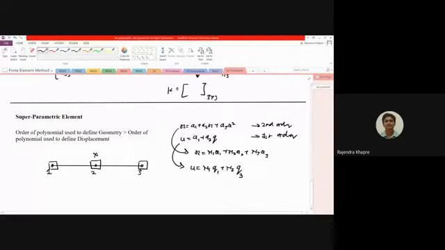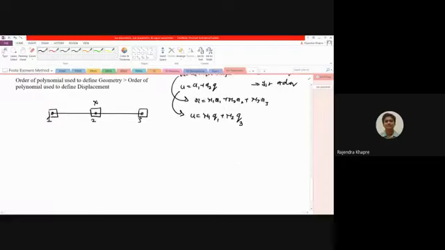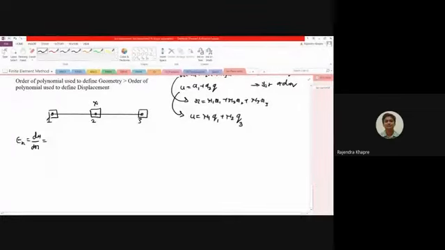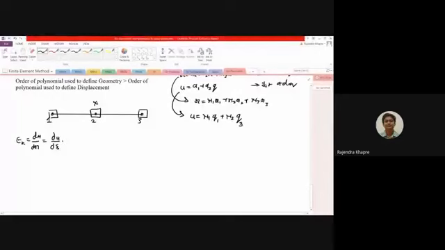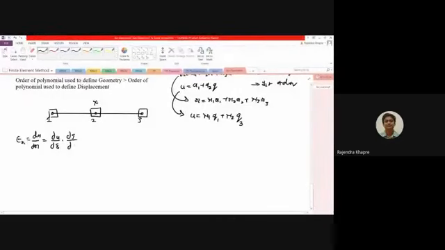Okay, so this will be n1 q1 and this will be n3 and q3. Now because of these assumptions, the entire thing is going to get changed, because when you want to derive the stiffness matrix, first of all you need to write the epsilon x. Epsilon x is nothing but du by dx, and du by dx can be written as del u by del xi multiplied by del xi by del x.